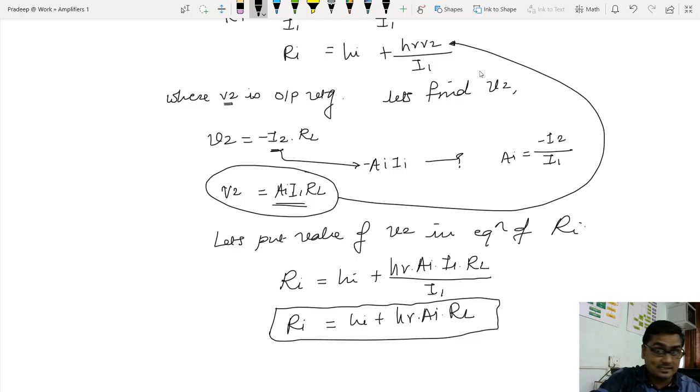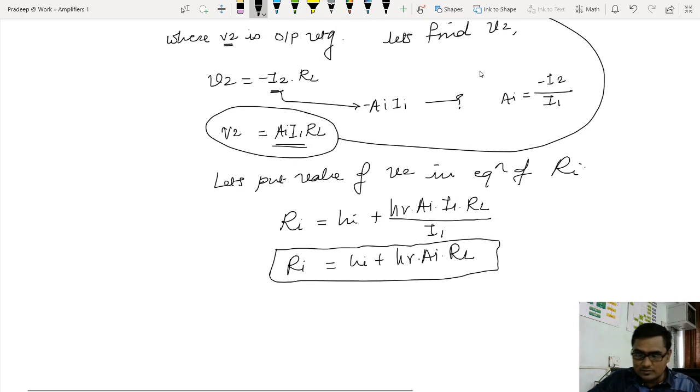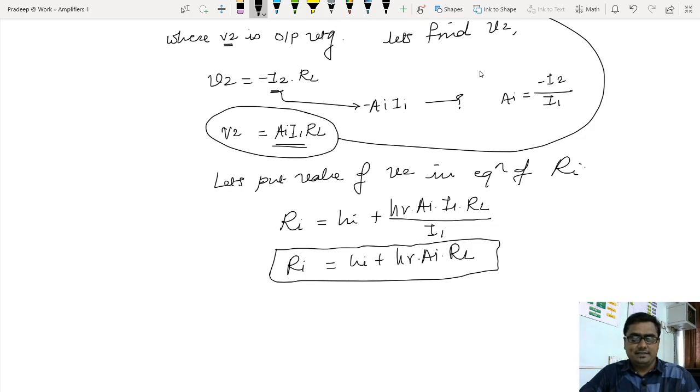Actually, we can extend the input impedance equation. Yes, it is possible, but we are not going to do that because that much is sufficient, I think. That much, which is Ri in the form of Hi, HR, AI and RL, is okay for me. So that's why we will conclude this equation of Ri. That is the second parameter that we have derived.